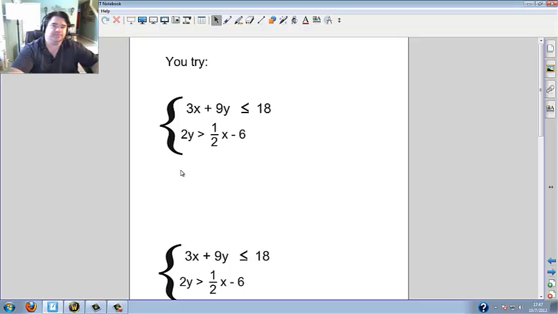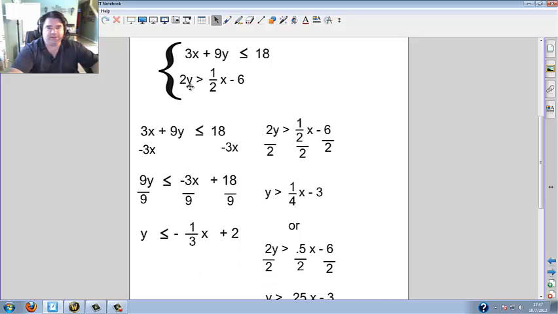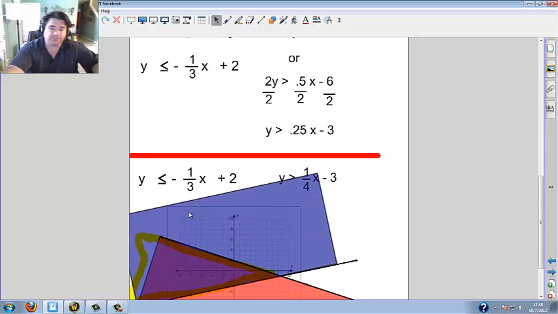You try. Let's see what you got. I started with this, and I went ahead and combined and moved stuff around until I got y equals and y equals. And you could either have for this one, y is greater than 1/4 x minus 3, or y is greater than 0.25. But for graphing purposes, I would keep rise over run myself, and I would definitely keep rise over run on this one.